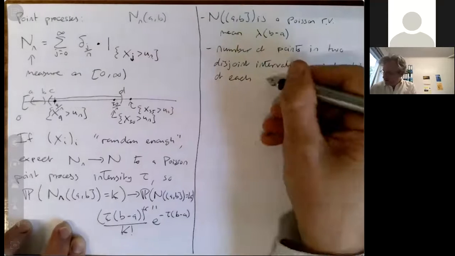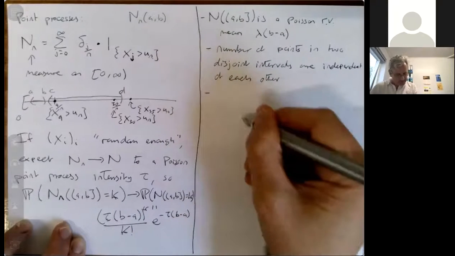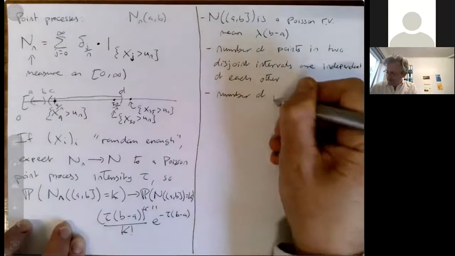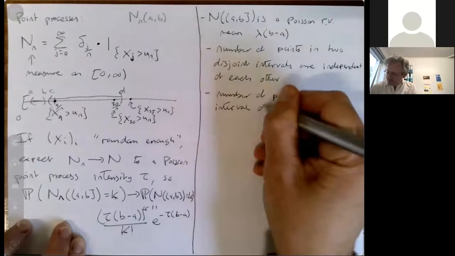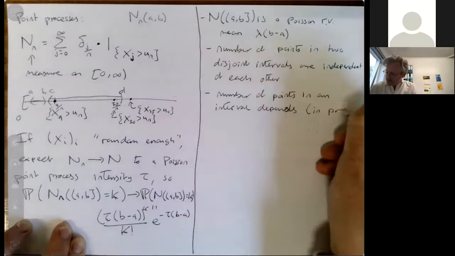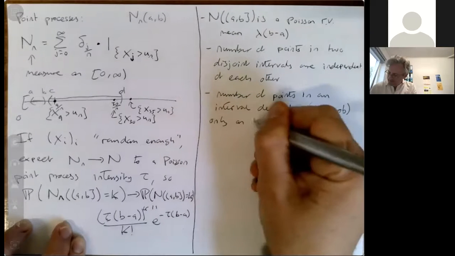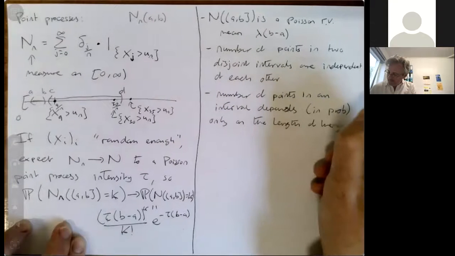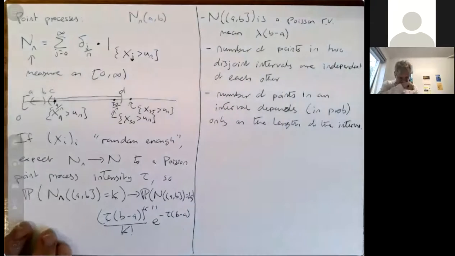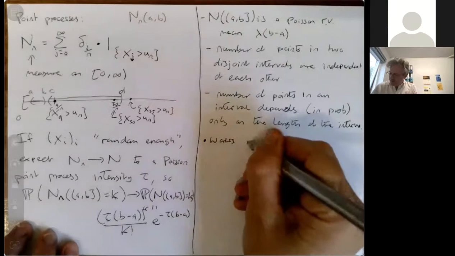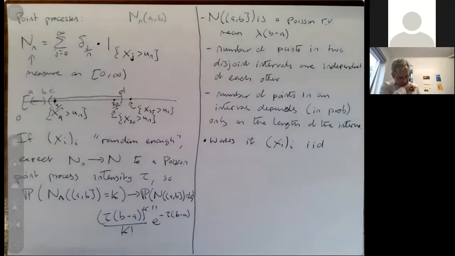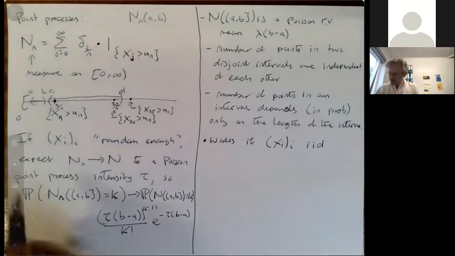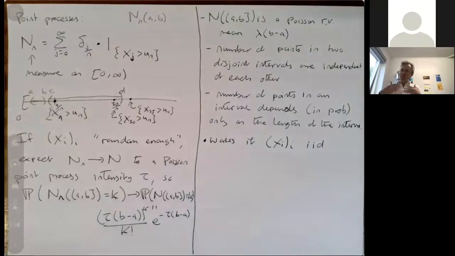I'm trying to describe this Poisson thing. And the number of points in an interval depends in probability only on the length of the interval. So this works if the xi's are IID, and again, I probably need some continuity of the distribution function as well. So this tells us how these points distribute through the line. It tells us how often we expect to get an exceedance of our thresholds un.